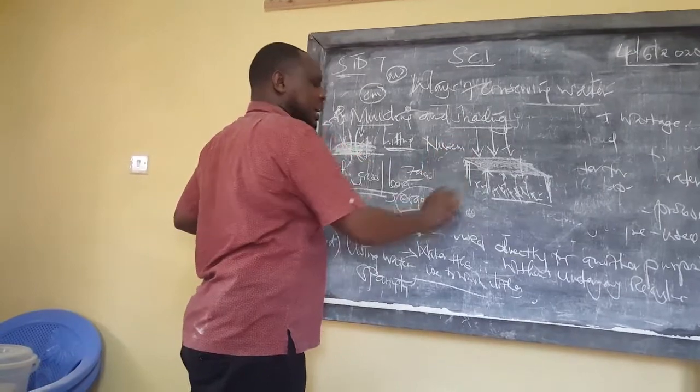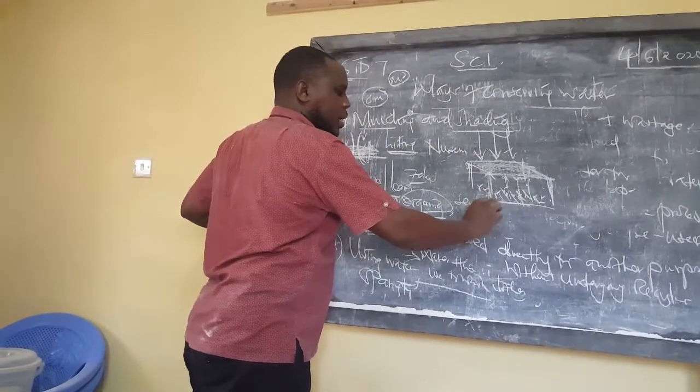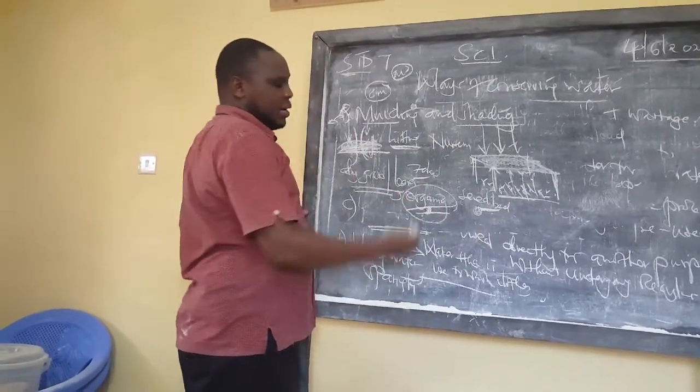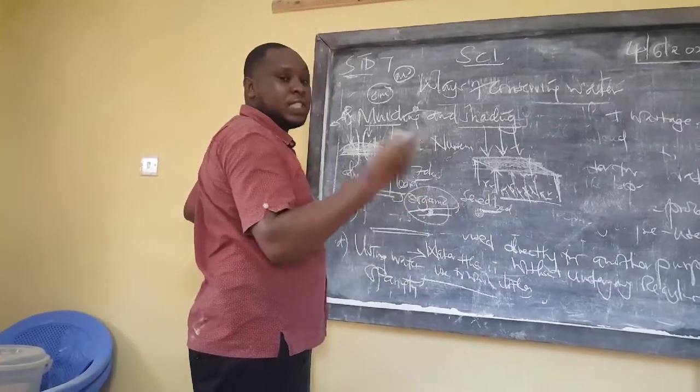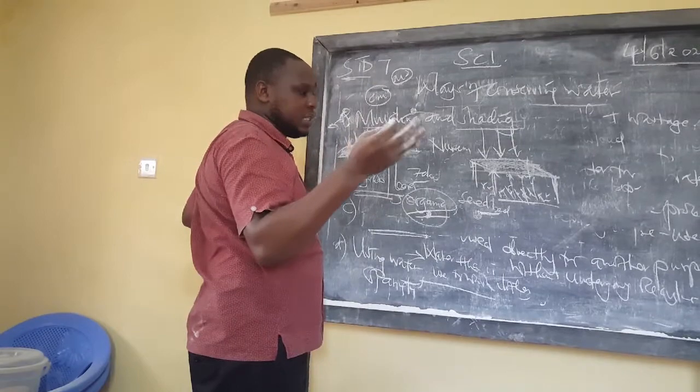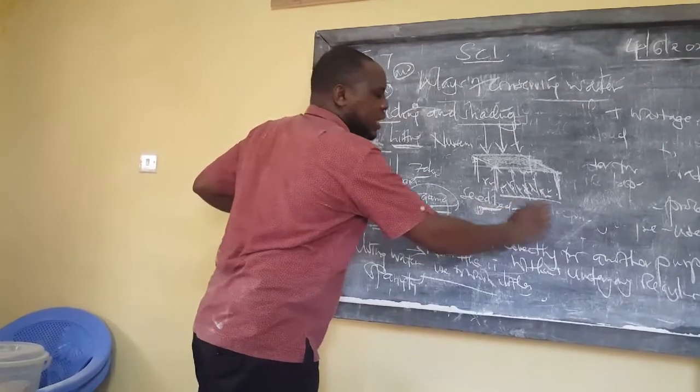Maybe to mention what a seed bed is. Now, a seed bed, this is a land that has been specially prepared to receive seedlings. Specially prepared to receive seedlings. So in this case, we call it the garden now.